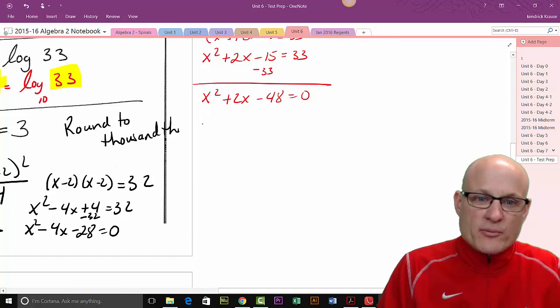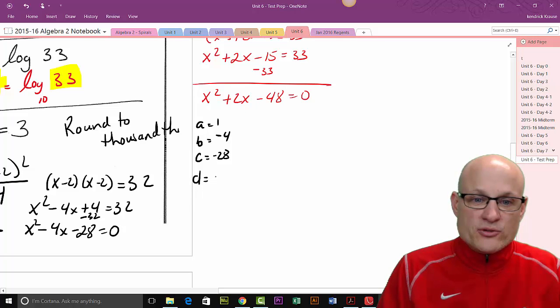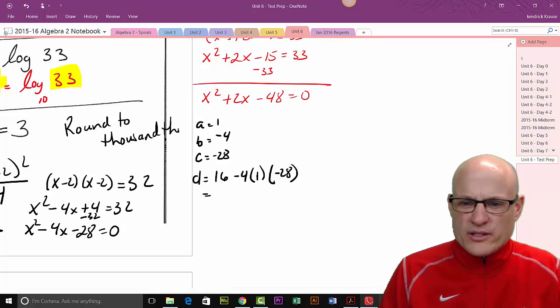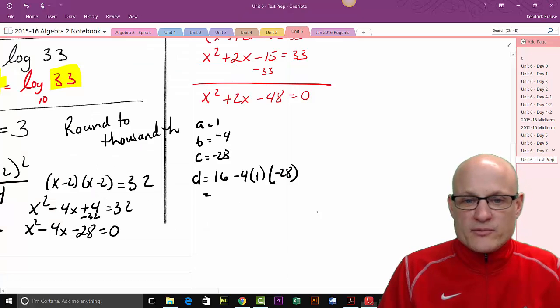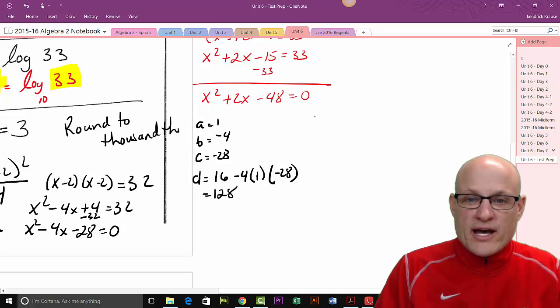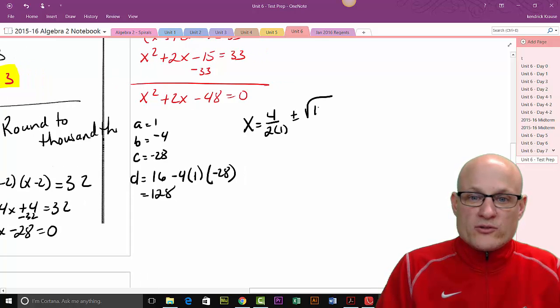A is 1, B is negative 4, C is negative 28, and D is equal to 16. That's B squared minus 4 times A, which is 1, times C, which is negative 28. So this, I believe, is 128, but let me see. 16 minus 4 times 1 times negative 28, 128. So D is equal to 128. So I come over here and I say, okay, x is equal to negative B, 4, over 2 times 1, plus or minus the square root of 128 over 2 times 1.